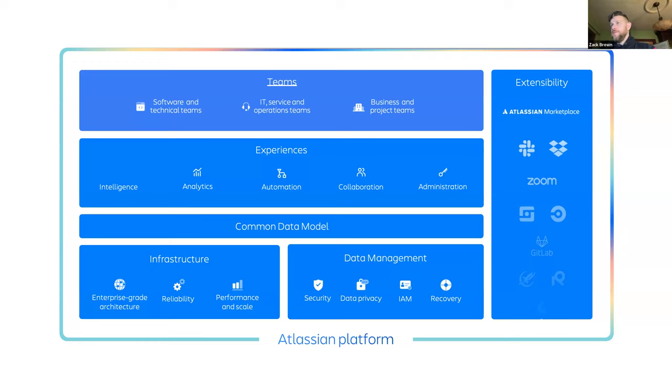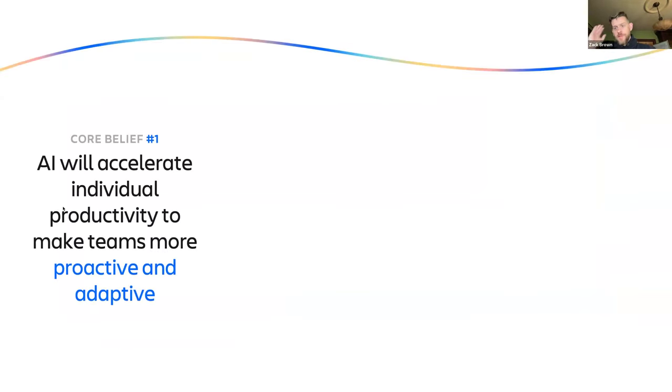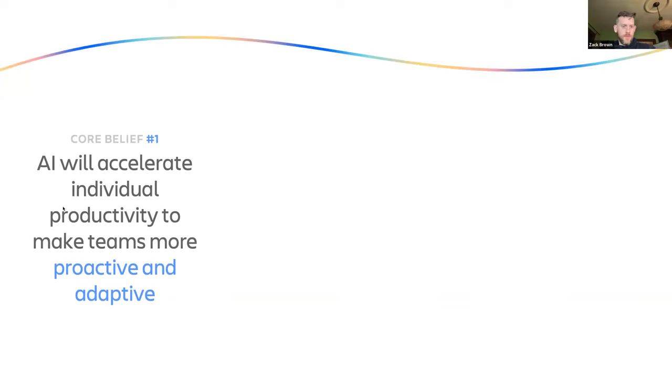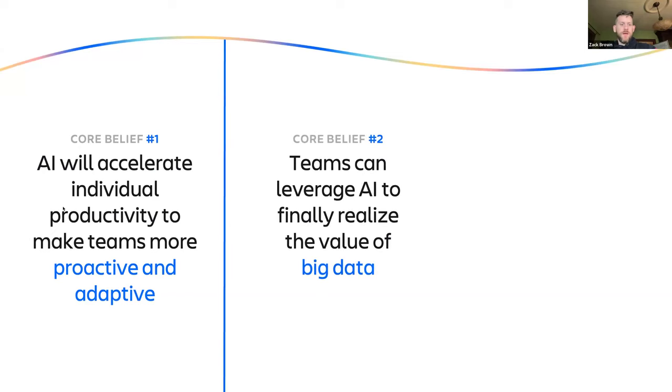So I'm going to talk philosophically about what Atlassian's doing, and you can probably compare that to your own experience of what other companies might be doing. We really have a set of three beliefs that are driving what we're building. The first is that AI is going to accelerate individual productivity and overall will make teams more proactive and adaptive. Secondly, if I can get my animations correct here, teams are going to use AI to actually get the value of big data. I'm going to talk about that more in depth.